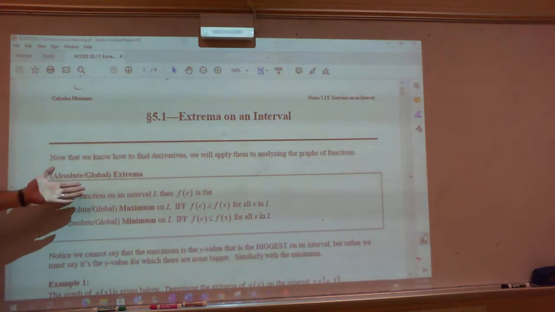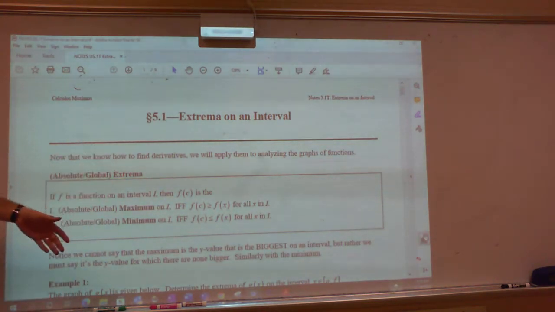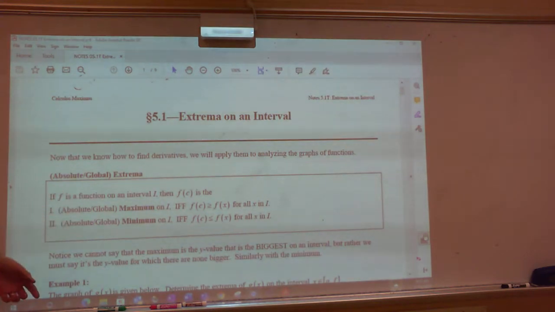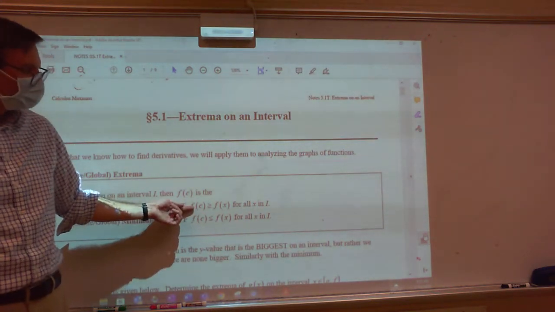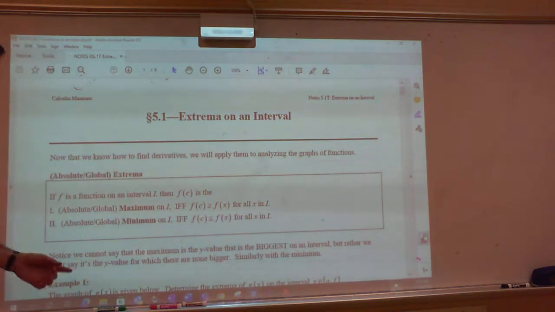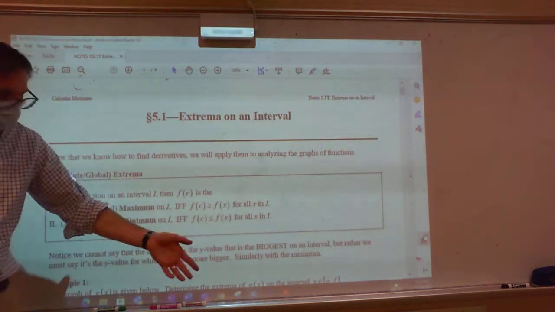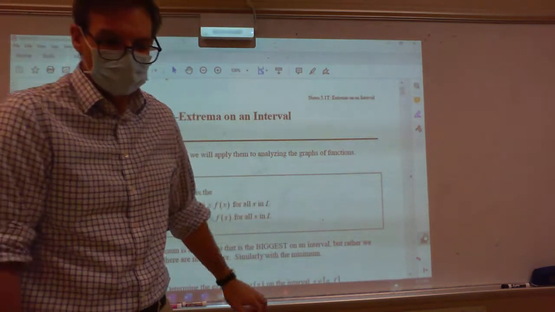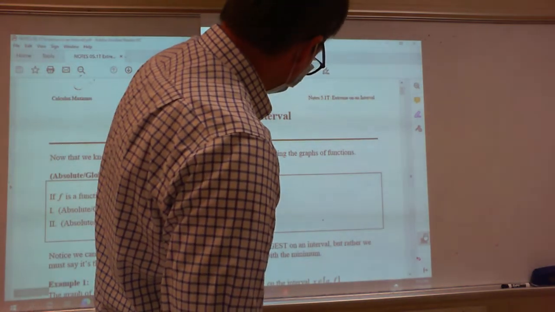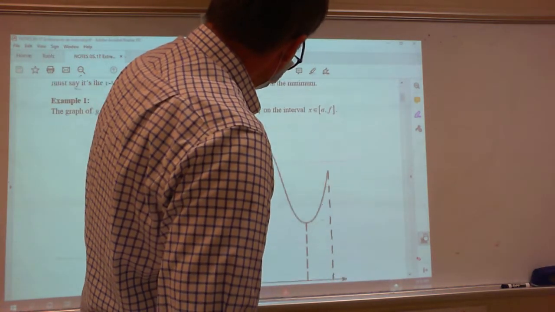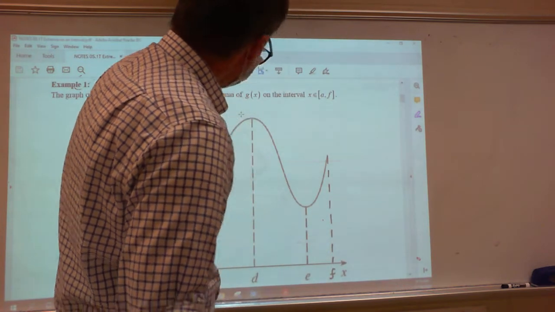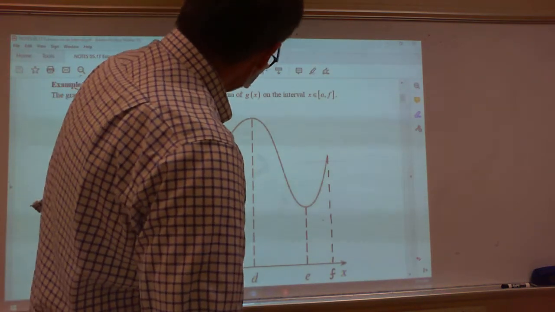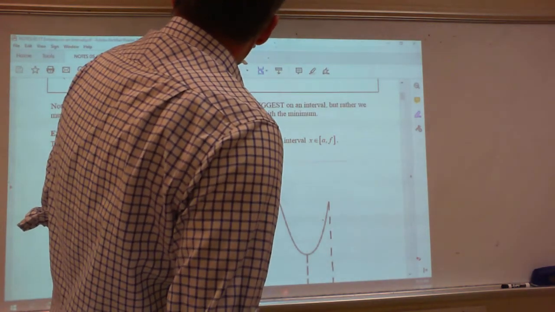So as far as this is like your mathematical notation, it says you have an absolute max if the y value is bigger than or equal to everything else. You have a minimum if the y values are less than or equal to. The problem is mathematical definitions don't make a bit of sense without a picture. So we are going to look at a picture, which is why I had this.